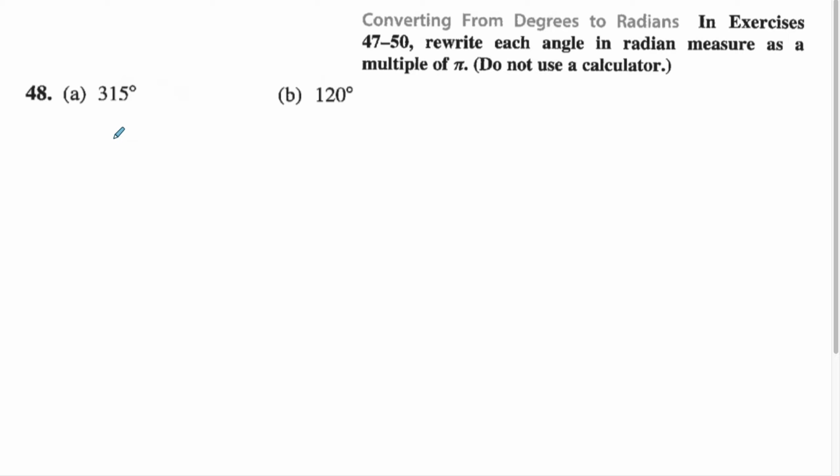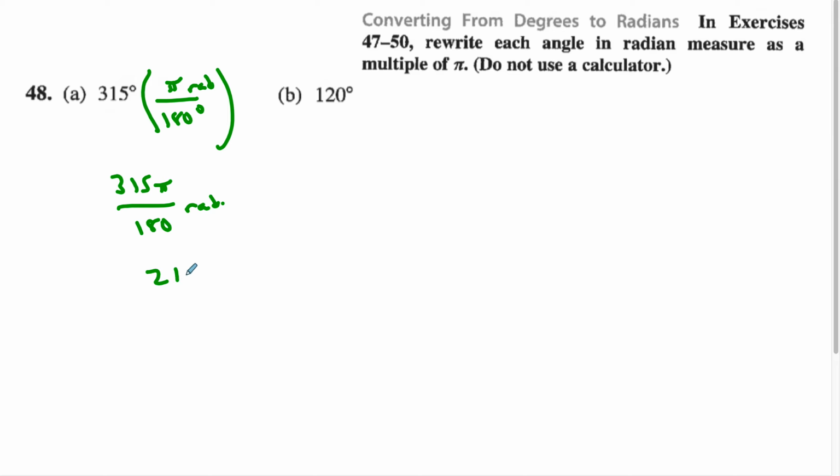Converting from degrees to radians. To convert from degrees to radians, I need to get degrees to cancel out and replace it with radians, which means I'm going to multiply by pi over 180, okay? So technically, this is 315 pi over 180 because the degrees cancel out radians. Is this a reducible fraction? Well, what goes evenly into 315 and 180? Let's try 15. What is 315 divided by 15? It is 21. What is 180 divided by 15? It is 12. So the reduced form would be 21 pi over 12.